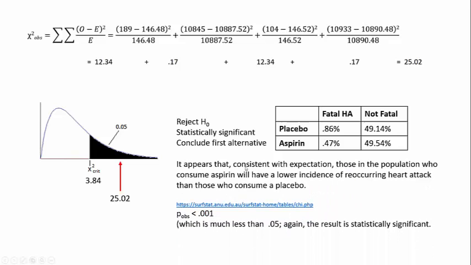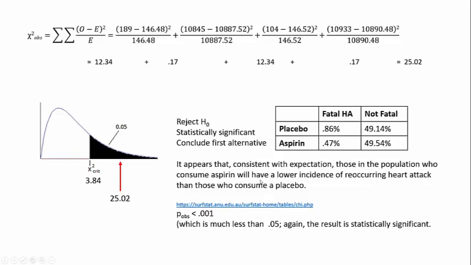So it appears that, consistent with expectation, those in the population who consume aspirin will have a lower incidence of recurring heart attack than those who consume a placebo. So this is our standard write-up. It appears that we hedge it because this could be a type 1 or type 2 error. Those in the population, we use that word, and then we get the direction of the effect.